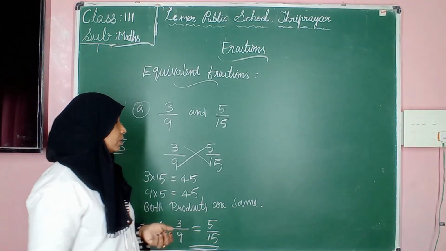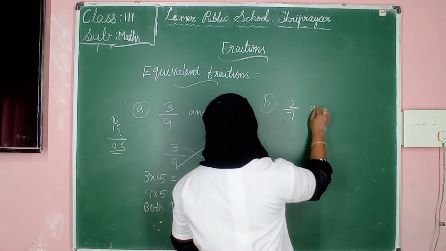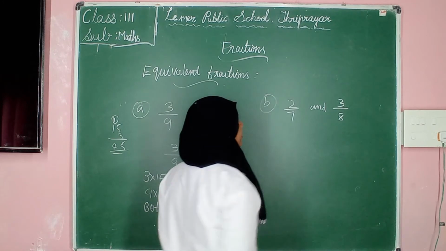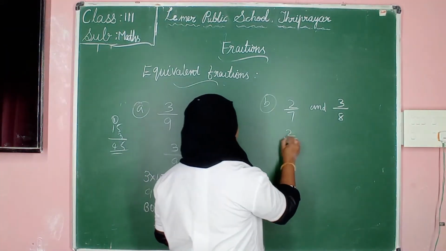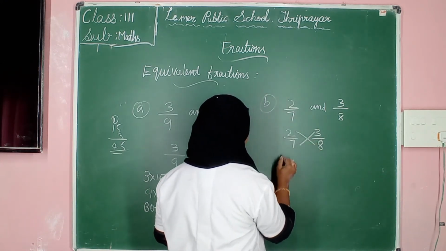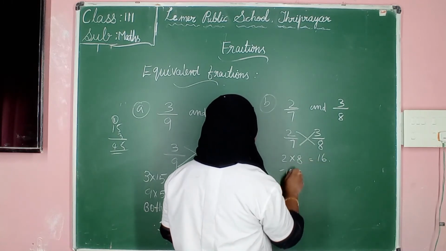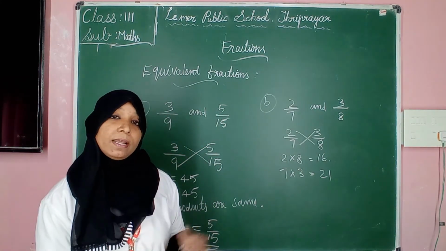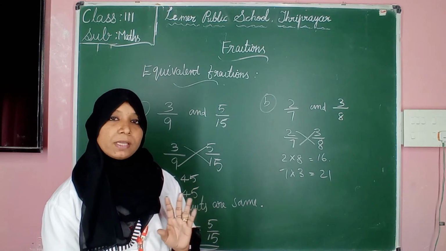So second question B. 2 by 7 and 3 by 8. Write the numbers 2 by 7, 3 by 8, cross multiplication. Multiply 2 into 8 equals 16, then 7 into 3 equals 21. Here one product is 16 and another product is 21. Both are same? No, both products are not same.